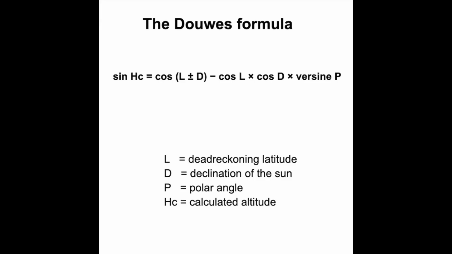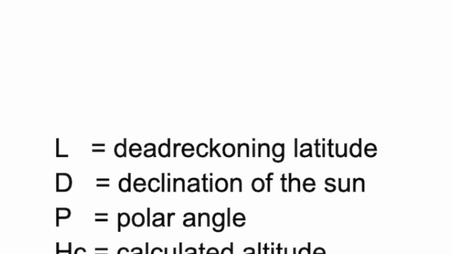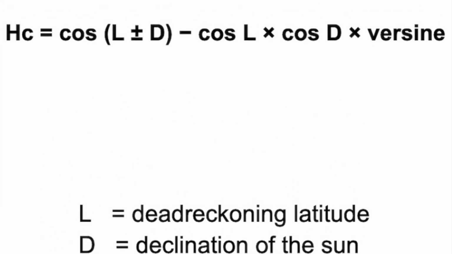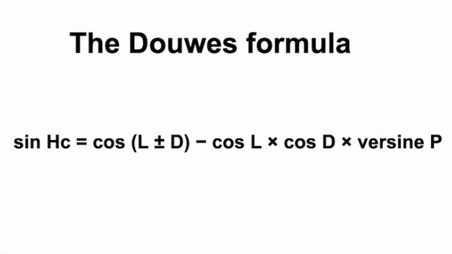The method originates from Dewes' formula, named after the Dutch mathematician and astronomer Cornelis Dewes. The formula is particularly well suited to logarithmic calculation, making it possible to obtain accurate altitude computations using only logarithmic tables, trigonometric tables, and simple manual calculations.